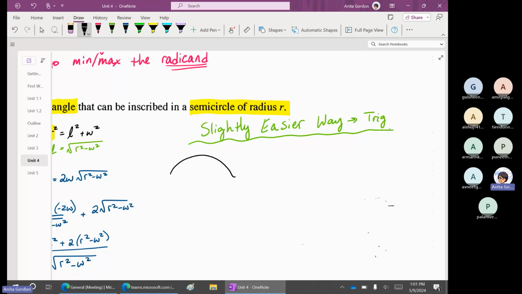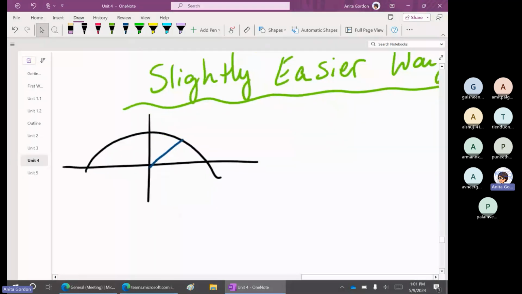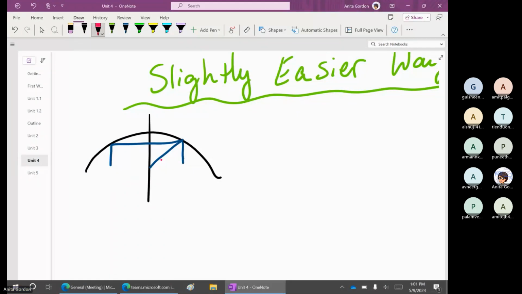Okay, here's your semicircle. And your R, we're still going to use the idea of symmetry here. Now knowing all the things that we know, but I'm going to use theta. Where this coordinate is, what is it? R cos theta, R sine theta.